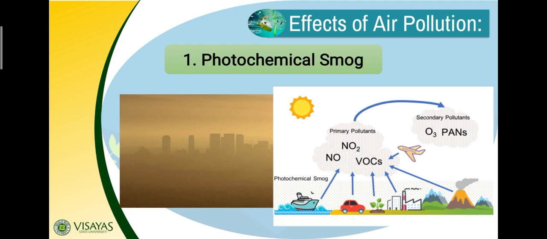These primary pollutants include nitrogen oxides, particularly nitric oxide and nitrogen dioxide, and volatile organic compounds. Now, nitric oxide and nitrogen dioxide can also react with the hydrocarbons and ozone to form other volatile compounds known as peroxyacetyl nitrate.